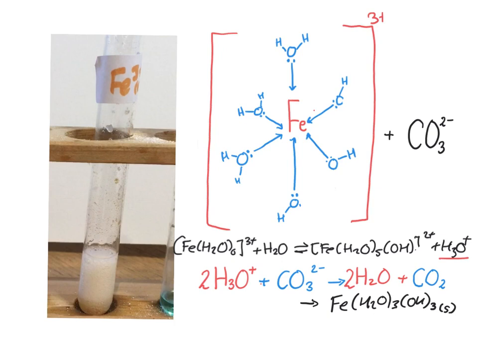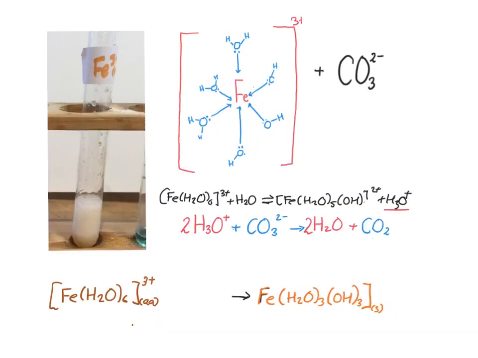So let's now balance this equation. We know that the final product, the precipitate, is iron 3 hydroxide, which is a solid, and we know the reactant is our hexaaqua ion. We know that the identity of the gas can only be carbon dioxide, and we know that whenever carbon dioxide is produced, we also get water.